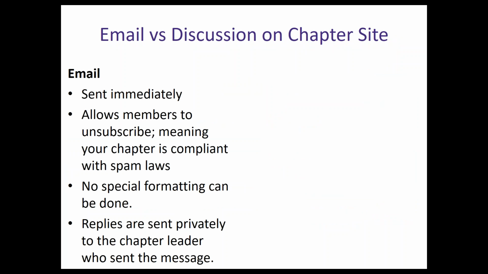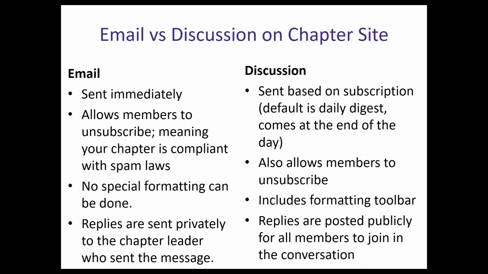the email is sent immediately. That is the biggest difference between the two. This is sent in real time. It does allow members to unsubscribe, which means your chapter is compliant with spam laws. No special formatting can be done, so it is just plain text. For that reason, we would really recommend that it be very short and to the point, information that needs to go out now. And replies are sent privately to the chapter leader who sent the message. So if Carol is signed into her chapter website and she clicks on that button, it's going to seem like it came from Carol and all of the replies will come to her. It's much easier than using your Outlook or your personal inbox to send a message.